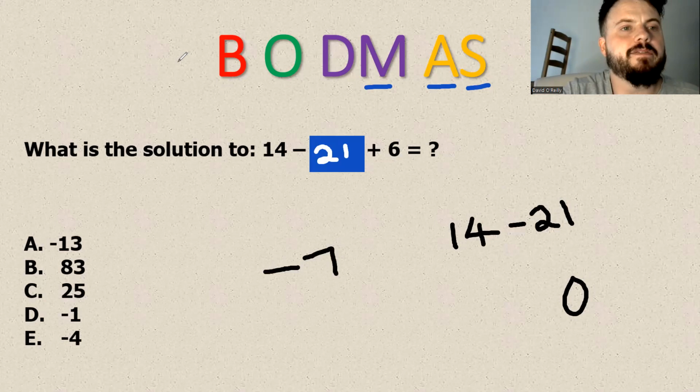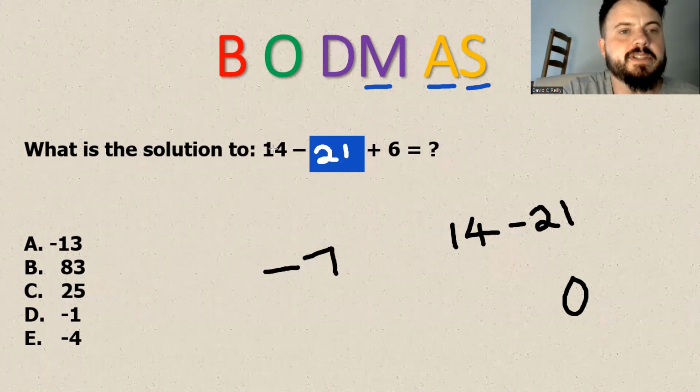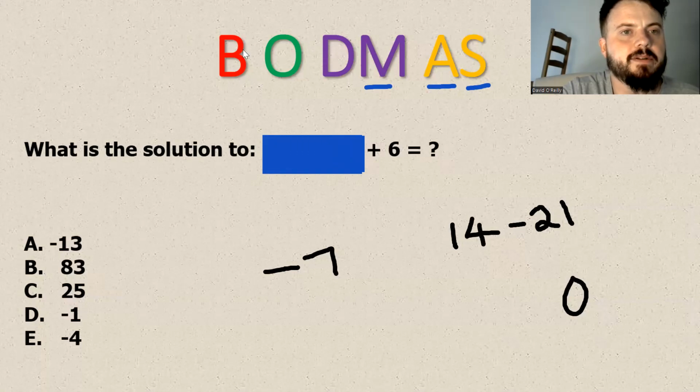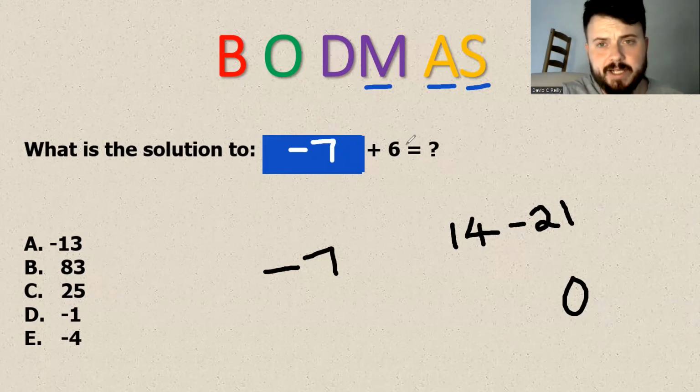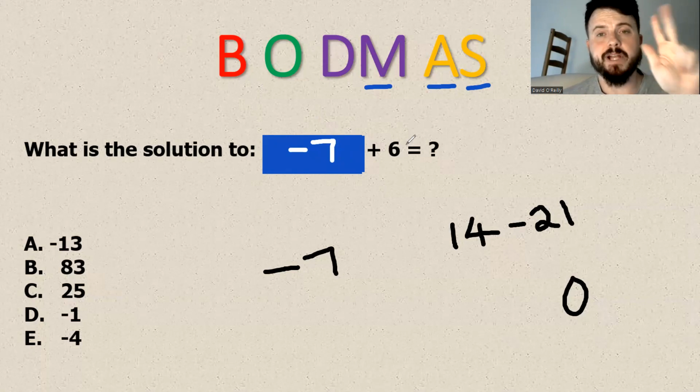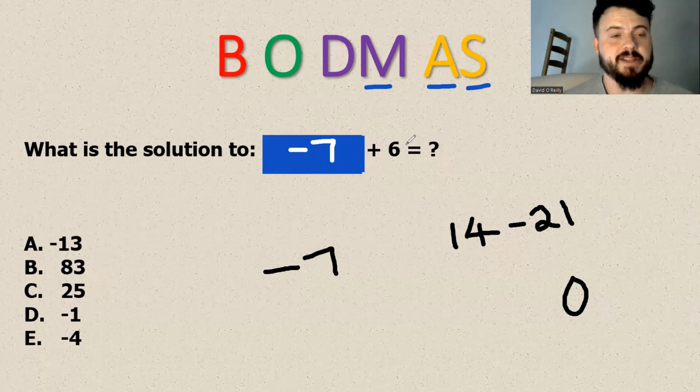All right, so now that I've done 14 subtract 21, I've got the answer minus 7. I'm going to write it in this space. And now minus 7 plus 6. Okay, so I'm at minus 7. I need to add 6, so I'm going to get closer to 0. Okay, so let's do minus 7 plus 6. Minus 6, minus 5, minus 4, minus 3, minus 2, minus 1. I ended up at minus 1. So the correct answer is minus 1.